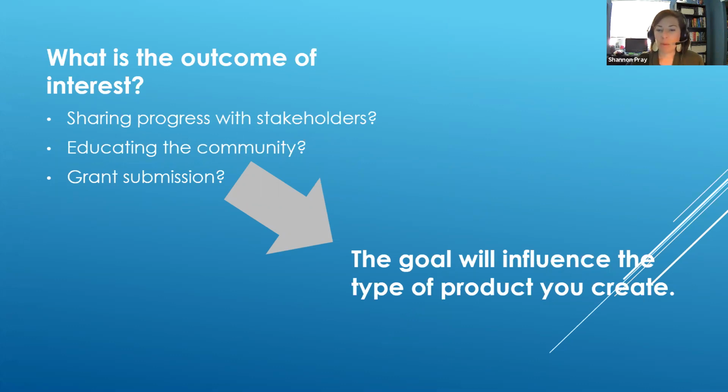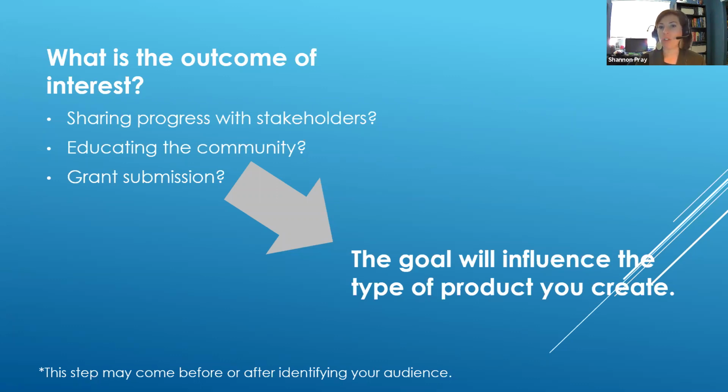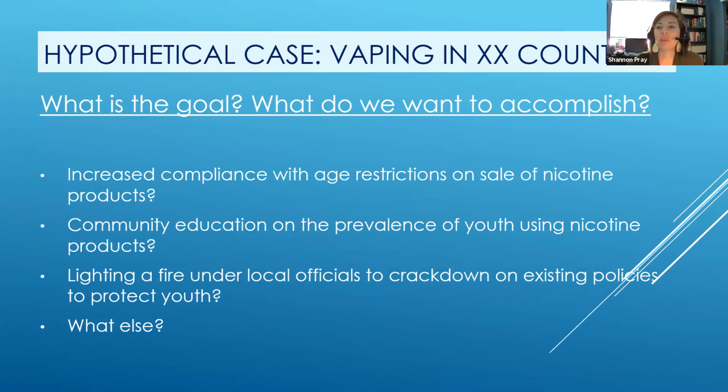And I just want to point out that this step is kind of malleable. You can move it before or after the next couple of steps. You may decide you identify your audience first, so you determine which order those are going to go in. That's fine. So in this hypothetical case, first we're going to look at what is the goal, what do we want to accomplish?